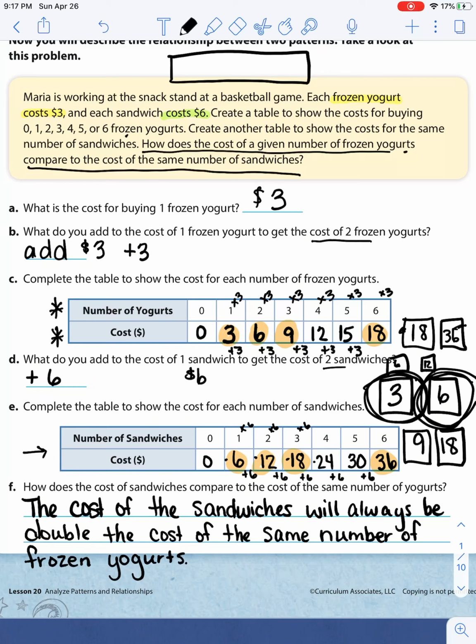If I bought 3 frozen yogurts, whatever that cost is, that would be double if I bought 3 sandwiches. Okay? Because the cost of a sandwich is double the cost of a frozen yogurt. So it doesn't matter however many you buy. If you buy that same number of frozen yogurts to sandwiches, the cost of sandwiches will always be double, or the yogurts will be half the price of the sandwiches.